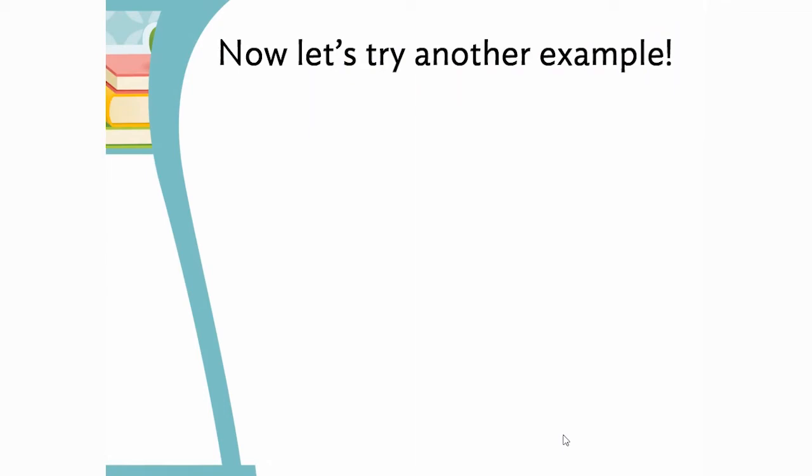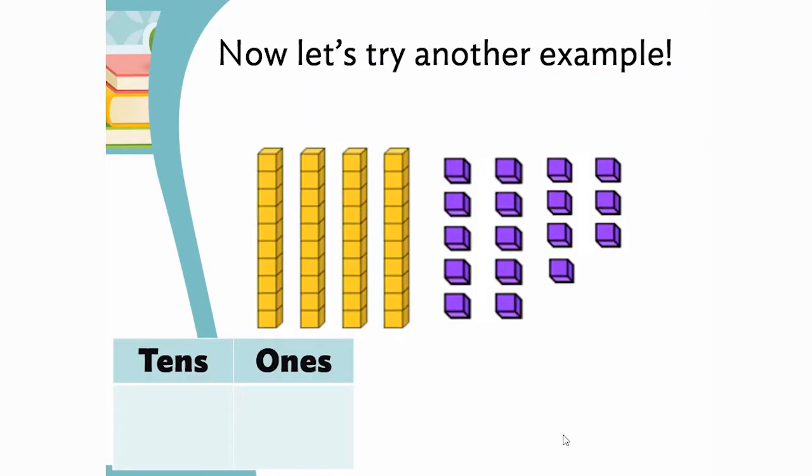Now let's try another example. I see here that I have both tens and ones. First, let's count the tens. 1, 2, 3, 4. I have 4 groups of 10, so the value of the 4 groups of 10 would be 40. Now let's count the ones. 1, 2, 3, 4, 5, 6, 7, 8, 9, 10, 11, 12, 13, 14, 15, 16, 17. I have 17 ones. That's one way of looking at the number.